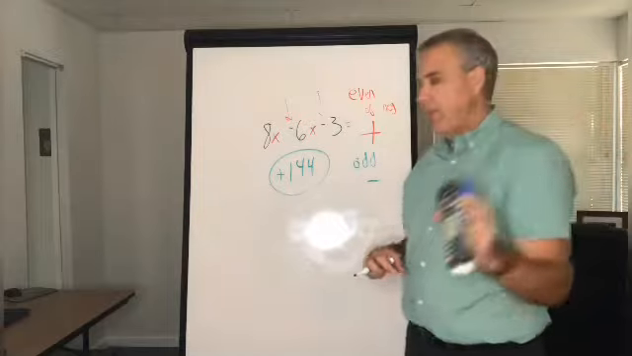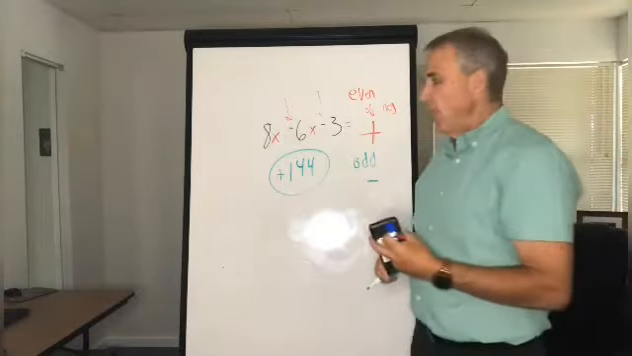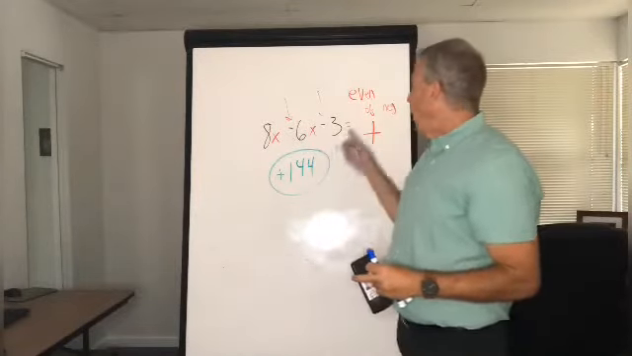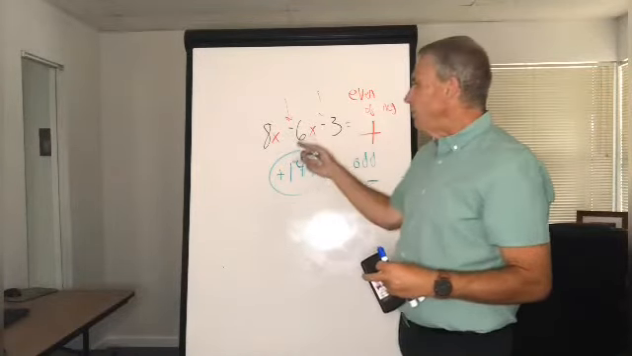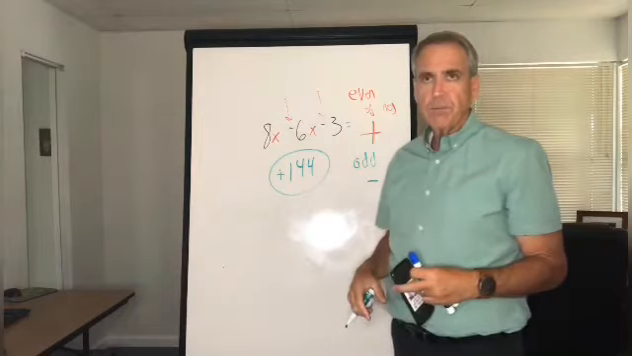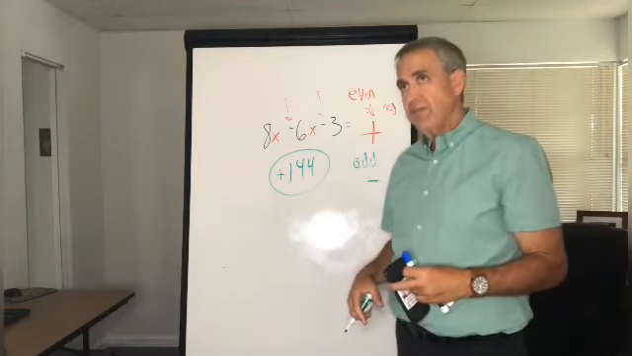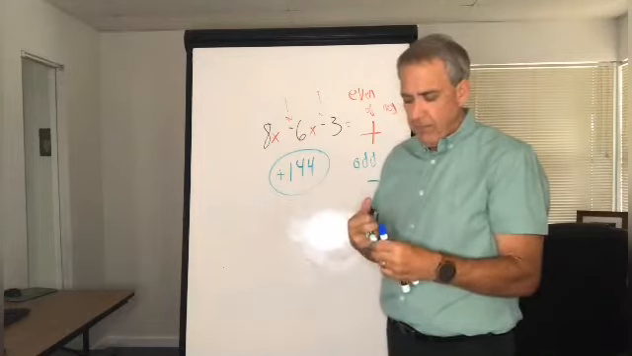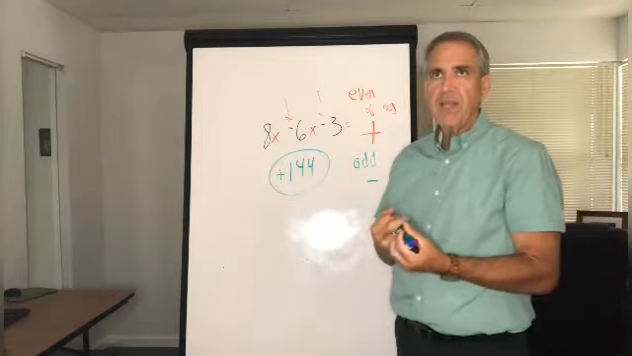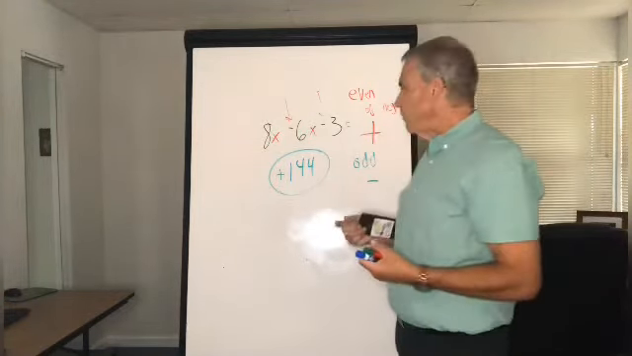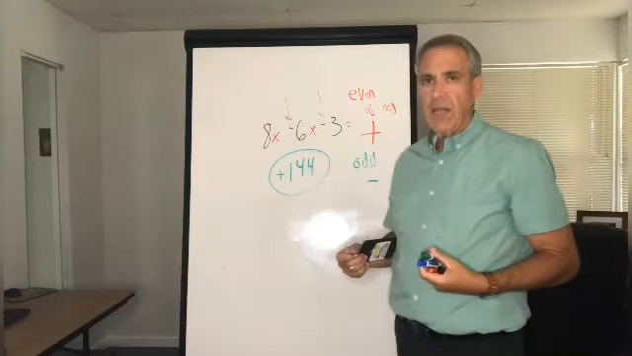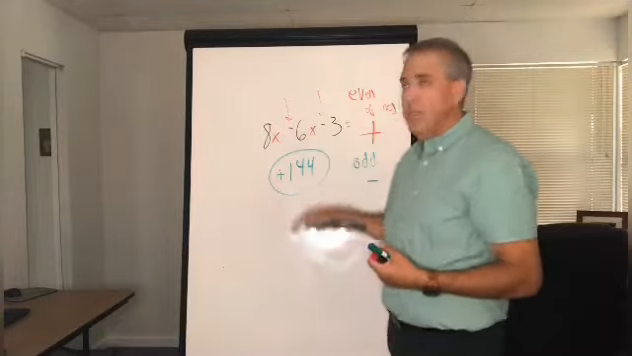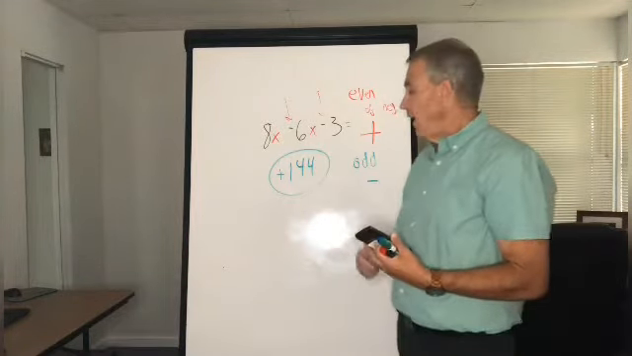Either way is fine. If you have the calculator, it's simpler. If you don't, you've got to remember that rule. An even number of negatives in the problem makes it a positive answer. 2, 4, 6, 8, those are all even numbers. An odd number of negatives, we don't count the positives, we only count the negatives. An odd number of negative signs in the problem makes it a negative answer.